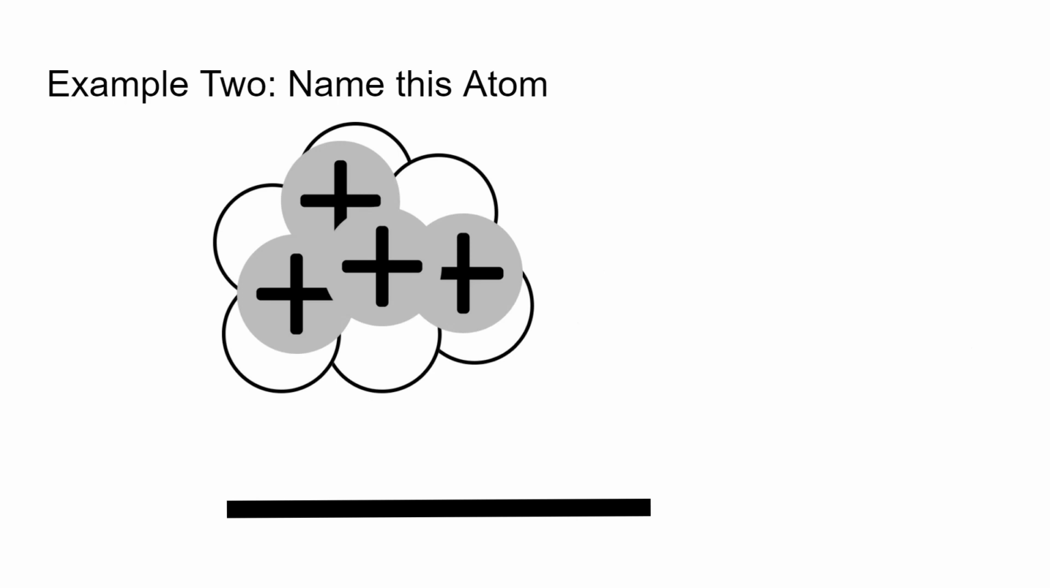Next, let's name this atom. First, count the number of protons. It has 1, 2, 3, 4. 4 protons. Take a look at the periodic table. What atom has 4 protons in its nucleus? It is going to be beryllium, because beryllium's atomic number is 4.